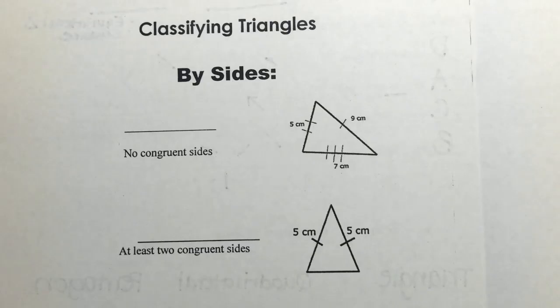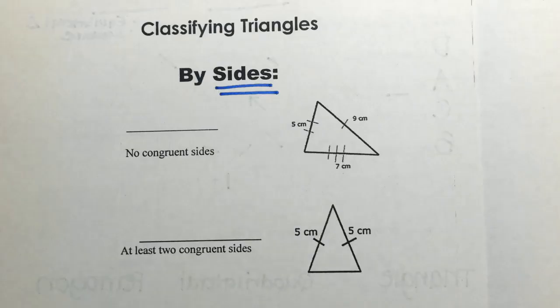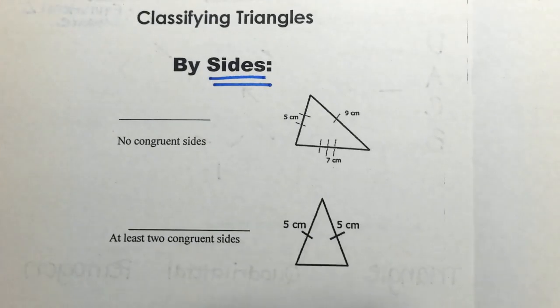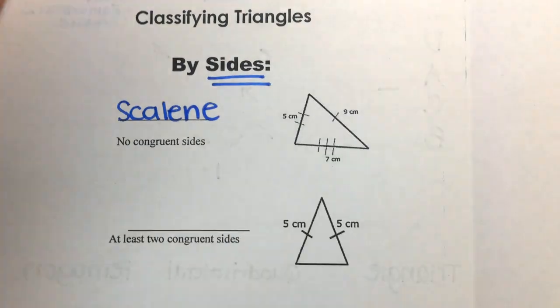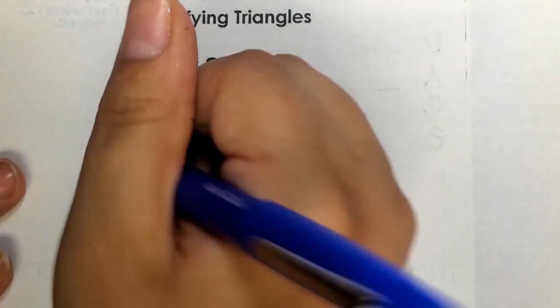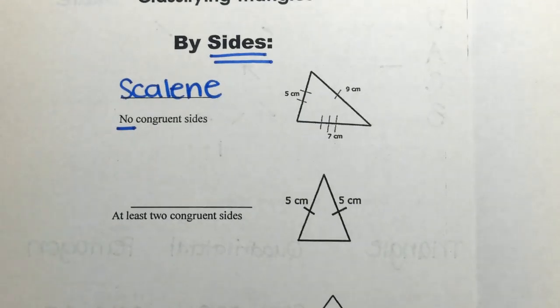Okay, when you're classifying by sides, there are 3 different vocabulary words you are going to use to classify by sides. Can everybody underline this word sides, please? Heads up, please. If you have no congruent sides, what is that called when none of the sides are the same? Scalene. A scalene triangle has no sides the same. All of them are different. What if you have 2 sides the same?